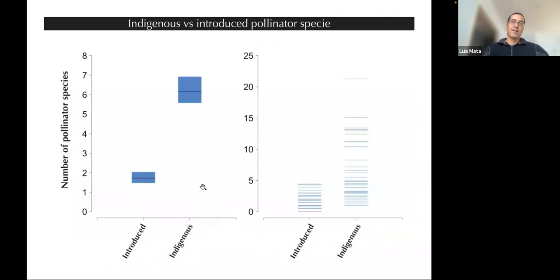I'll show you some more scientific findings, right? When you consider the number of pollinator species that you can potentially attract, on average, the number of indigenous ones is much higher compared to the number of introduced insects. So while they're present, the indigenous plants are mostly attracting indigenous insects, which is good.